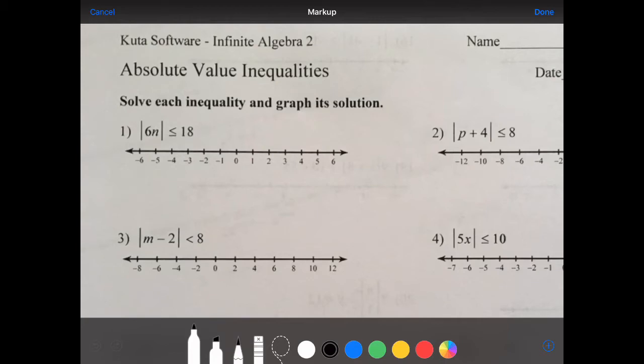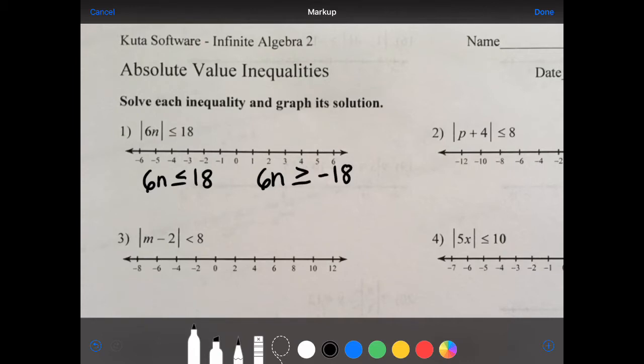For number one, it has the absolute value of 6n is less than or equal to 18. So as you did these last time, the first thing you want to do is split up your inequality into two whenever you have an absolute value sign. So this is going to turn into 6n is less than or equal to 18. You drop the absolute value bars. And then the other one is going to be 6n is greater than or equal to, you change the sign, and then the 18 becomes a negative because it was positive first. Okay. Then you solve for n.